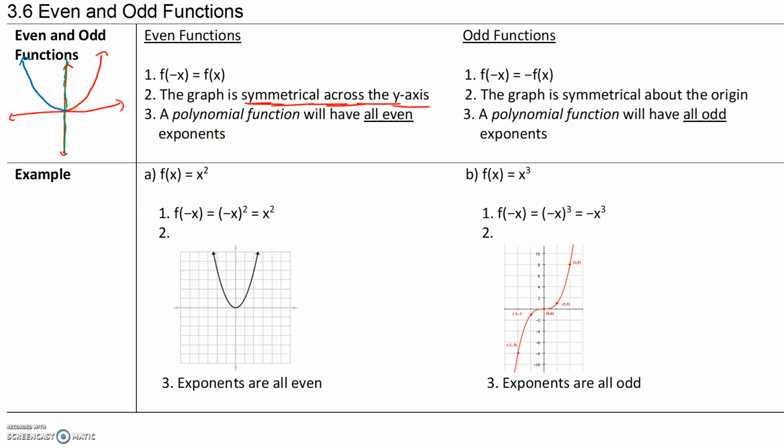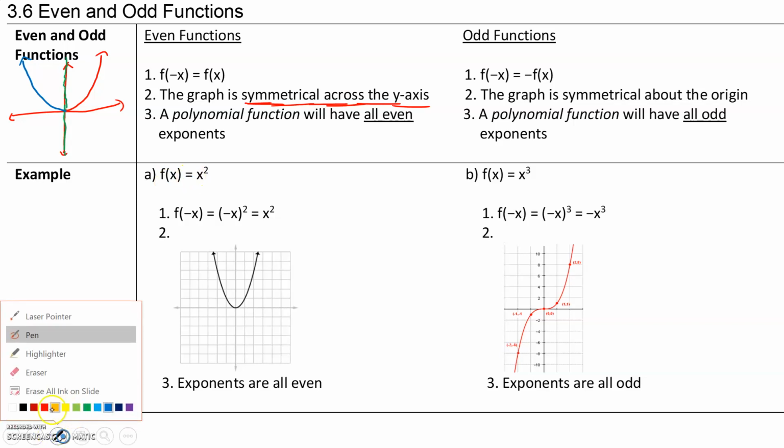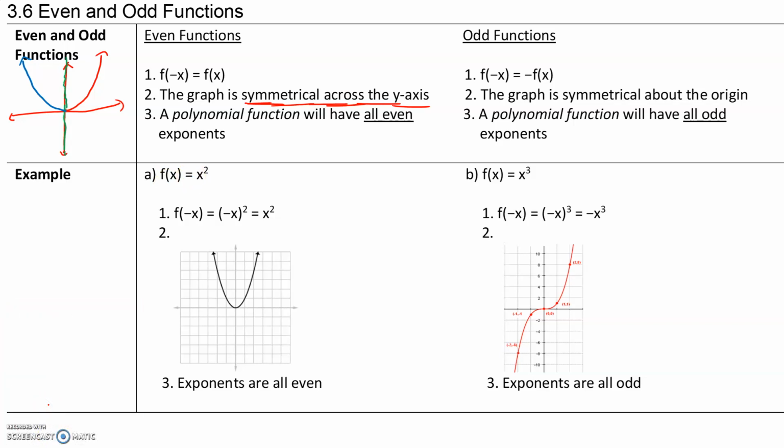Okay, here's an example. Let's take f of x equals x squared. First, we're going to find out what is f of negative x. So the input is negative x, which means the x gets replaced with the negative x. Remember that this x is just a placeholder, and that x gets replaced with the input, which is negative x. If you take negative x and you square that, it gives you x squared, which is the original function. So this tells us that f of negative x equals f of x. Because f of negative x equals x squared and f of x also equals x squared, so f of negative x equals f of x.